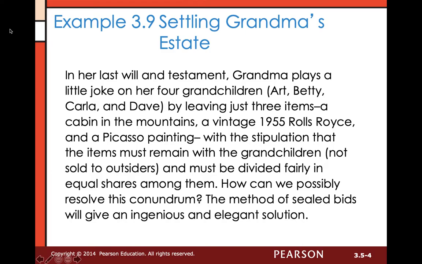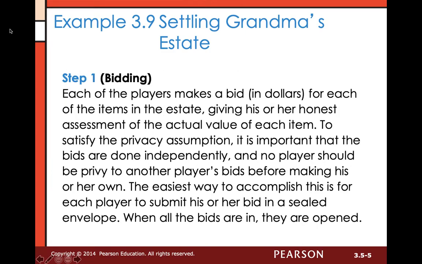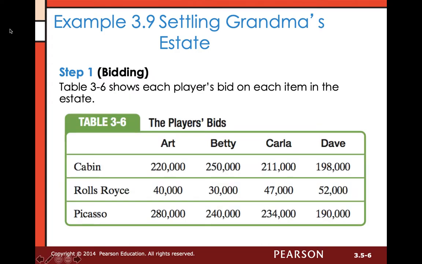So the method of sealed bids is going to give us a pretty cool solution to this. Step number one is going to be the bidding. Each of the players is going to make a bid in dollars for each of the items in the estate, giving his or her honest assessment of the actual value of the item. To satisfy the privacy assumption, it's going to be important that the bids are done independently, meaning that no player is going to know what the other players' bids were before they make their own bids. The easiest way to do this is for each player to submit their bids in a sealed envelope, hence these sealed bids.